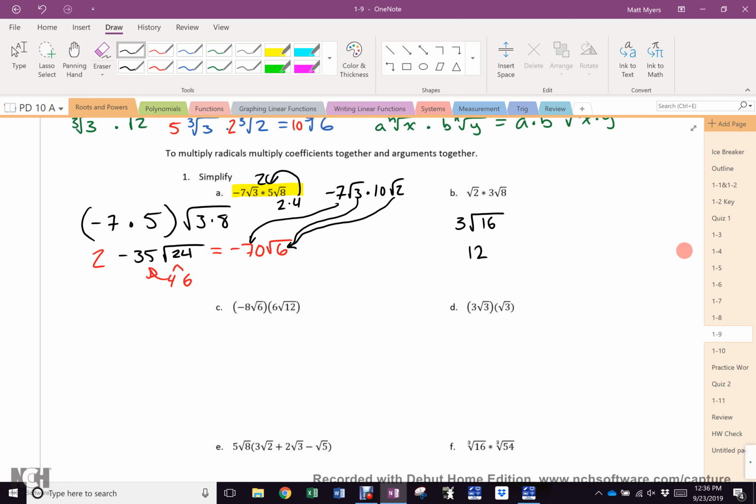Yes. Well, because what is the square root of 16? So what is coming out here?